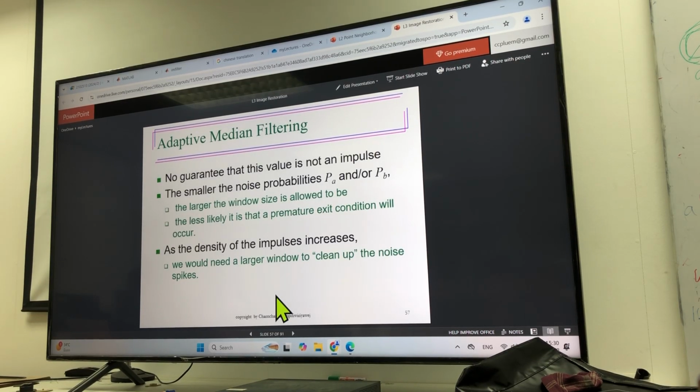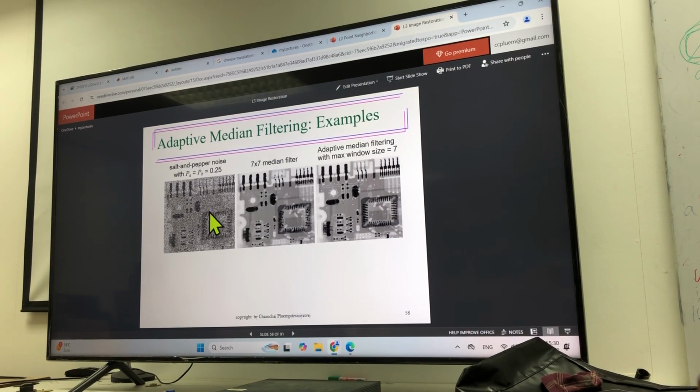This is the reasoning behind it. This is the experiment. You've got very dense salt and pepper noise here. Salt and pepper noise is 0.225. It's very dense. 25% of the pixels are corrupted by salt and pepper noise.